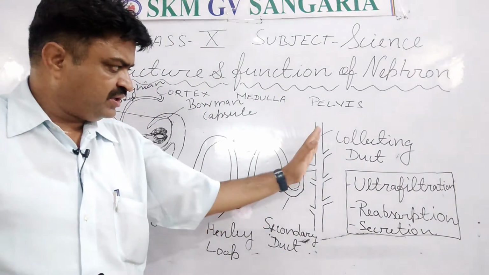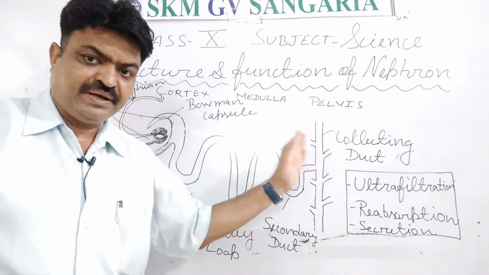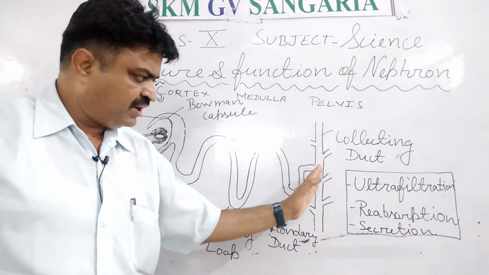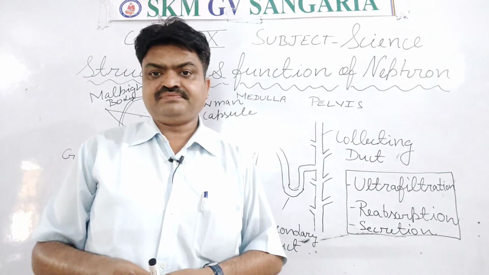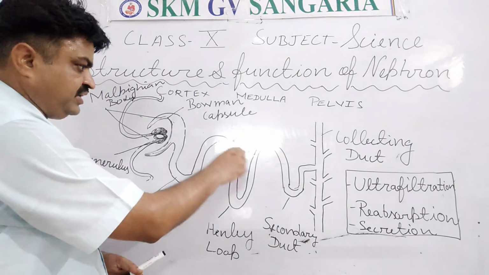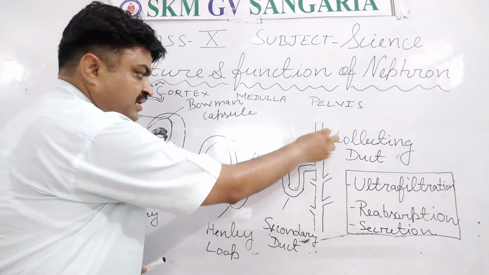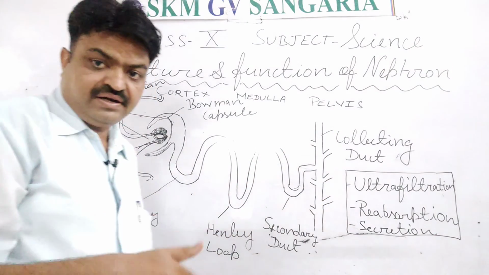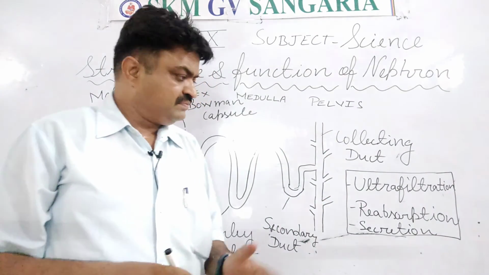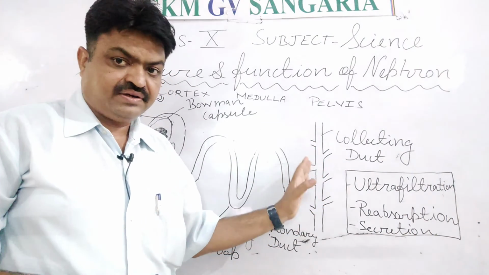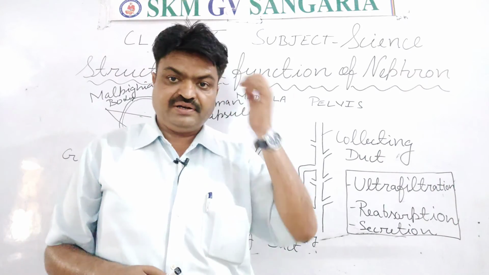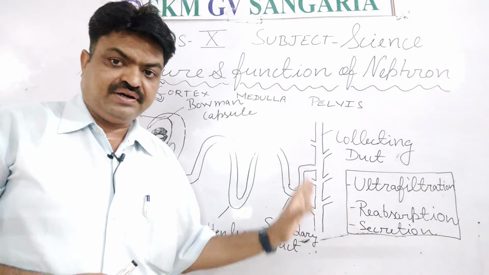So this part of the nephron is found in the pelvis, student, and this part collects the urine from different nephrons. Like this nephron is attached with this, there are other nephrons also attached with the collecting duct, meaning other nephrons are also connected with this collecting duct.